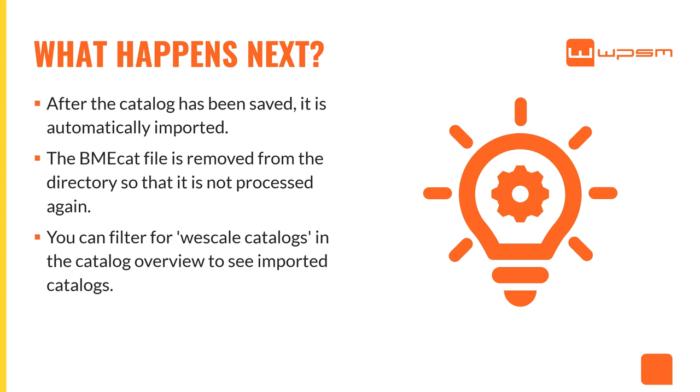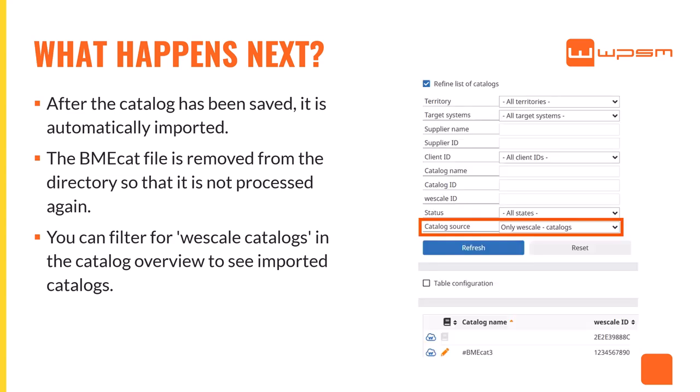BMECAT files will be removed from the directories to prevent them from being processed again. To ensure that the catalog was successfully imported, you can filter for WScale catalogs in the Catalog Overview. Here you see all catalogs that have been synchronized from WScale. In the filter criteria, simply select only Show WScale Catalogs as the catalog source and confirm Refresh.